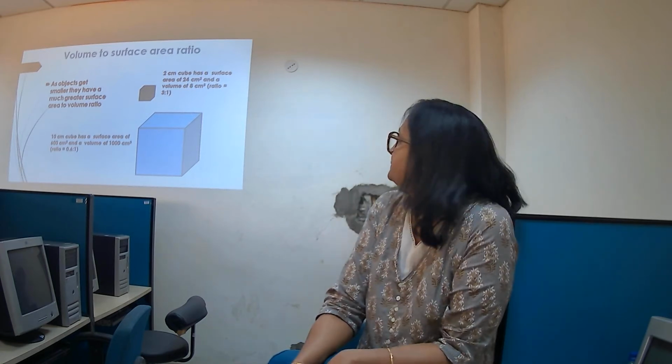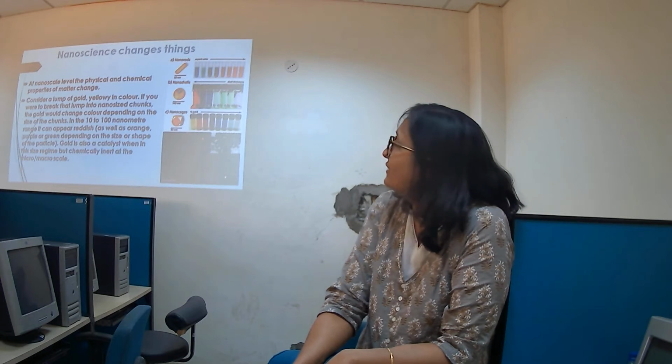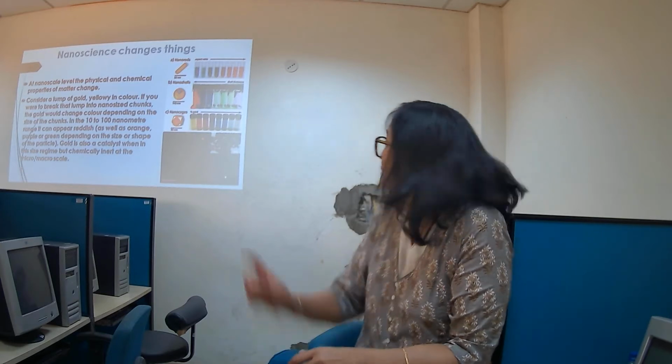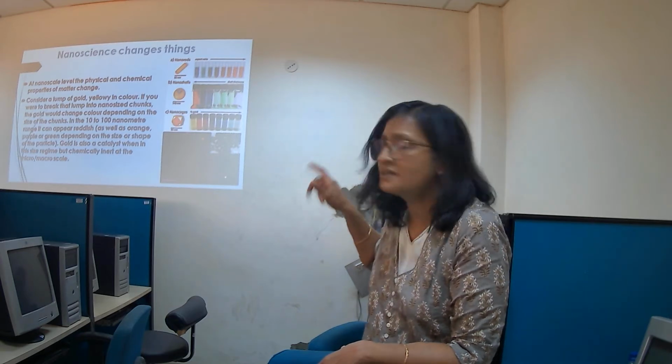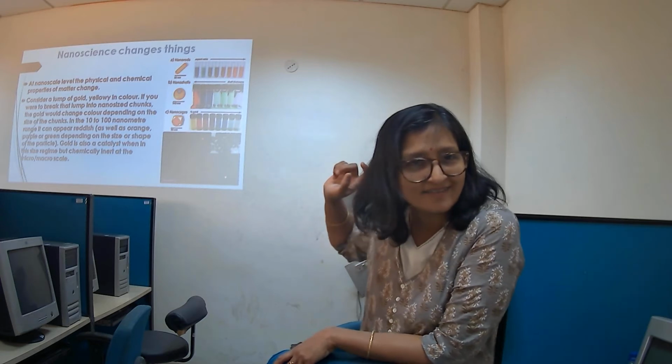Okay, next. Here I have shown the gold particles. We all know a gold lump is yellow or golden and shining. If we reduce the particle size of gold to between 10 and 100 nanometer, you can see in the tubes gold nanorods with a variety of colors. That means when we prepare gold nanoparticles, they show coloration.